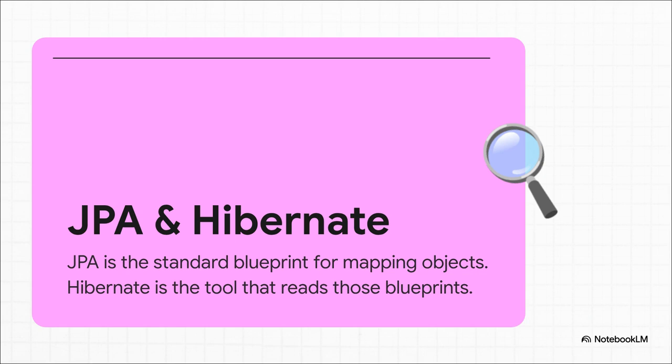The easiest way to think about it is this. JPA is the architectural blueprint. It's the set of rules for how you describe the mapping. Hibernate is the master builder that takes your blueprints and actually constructs everything for you. It does all the heavy lifting so you can stop translating and start designing.